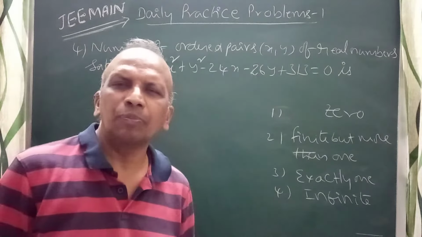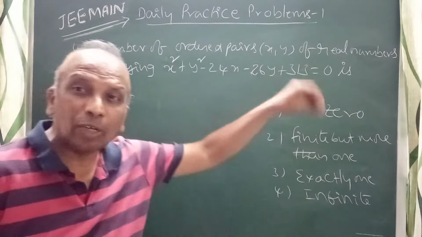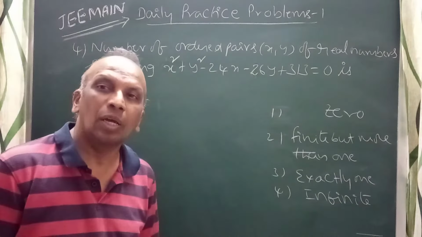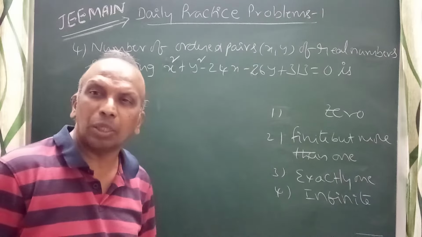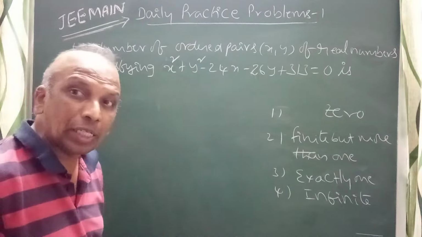See in this problem, we are given a number of ordered pairs (x, y), where x and y are real numbers, satisfying the equation x² + y² − 24x − 26y + 313 = 0. Then how to solve this one? Here we will try to make it perfect square form.